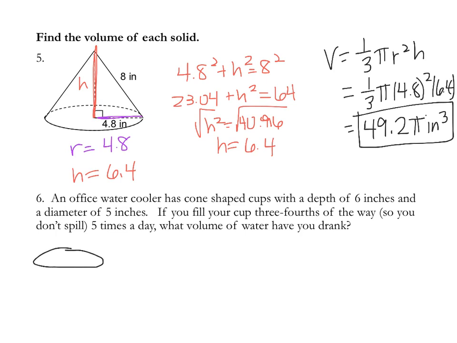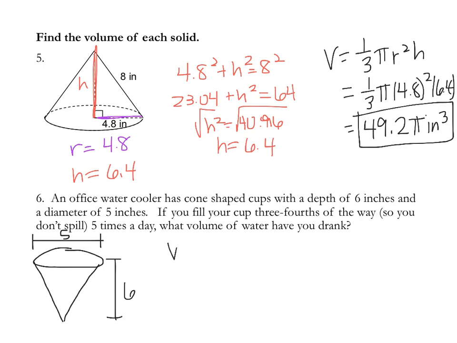I'm going to draw it upside down. I think you guys maybe hopefully have seen these before on a water cooler. It's like a snow cone holder. So they're telling you the depth is 6 and the diameter is 5. And they want to know if you fill your cup 3/4 of the way so you don't spill 5 times a day, what volume of water have you drank?